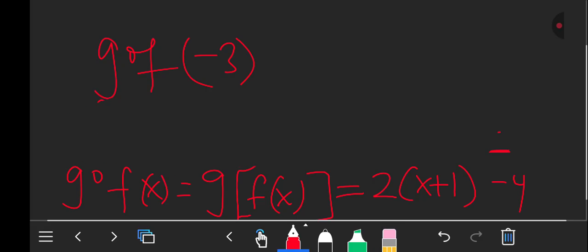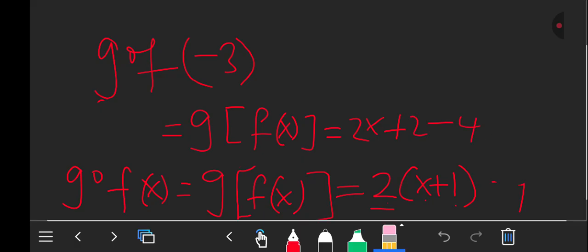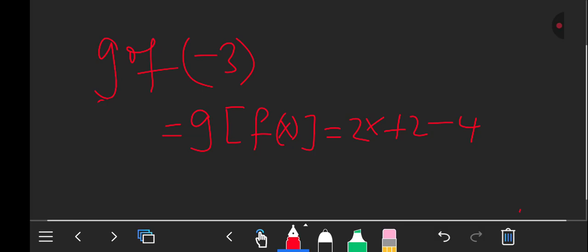So I'll get g of f of x to be equal to, what is 2 multiplied by x? That is 2x. This 2 is multiplying everything in the brackets, okay? Again, you say 2 multiplied by 1, then you have plus 2, then minus 4. So what is g of f of x? I'll simply get 2x. What is 2 minus 4? It is simply negative 2. So this is my g of f of x.